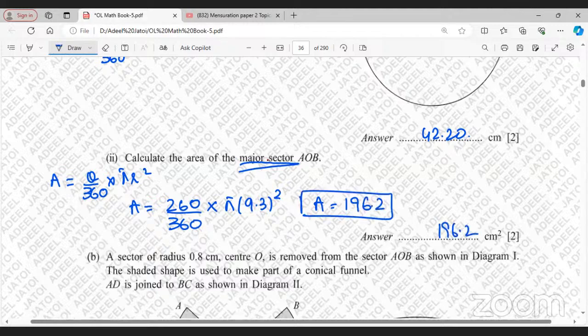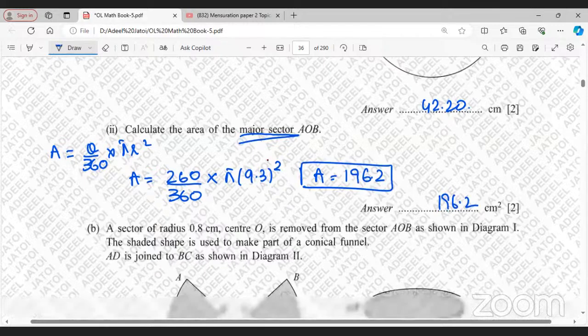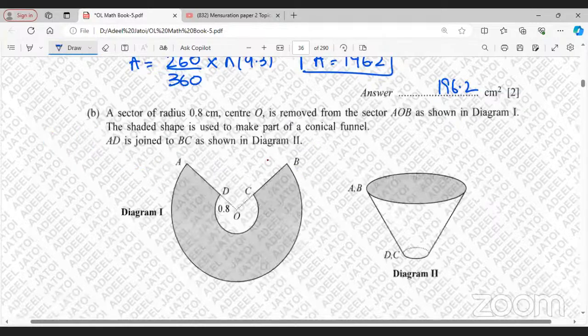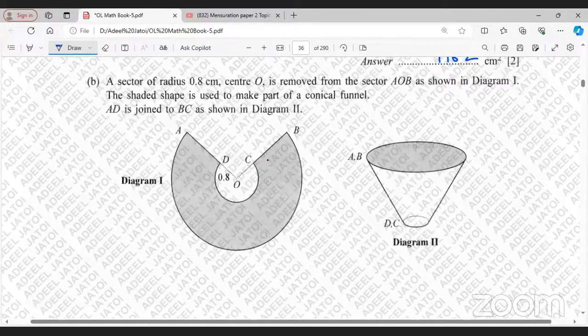196.2. Okay. Then comes part B. Now remember that sometimes your part A is automatically linked to part B. The sector of radius 0.8, center O, is removed from the sector AOB. So, as shown in diagram 1, the shaded shape is used to make part of the conical funnel.